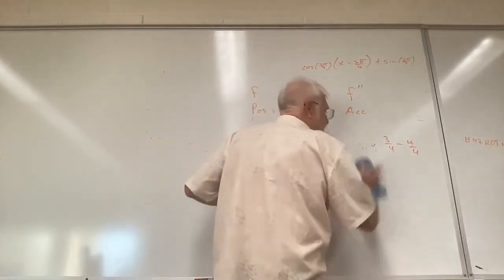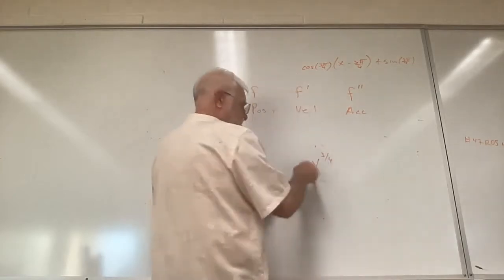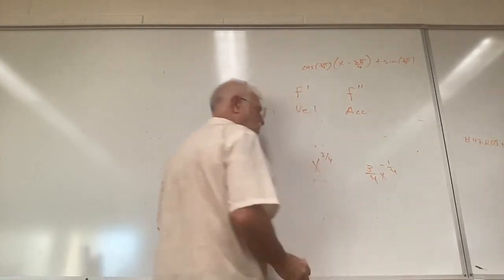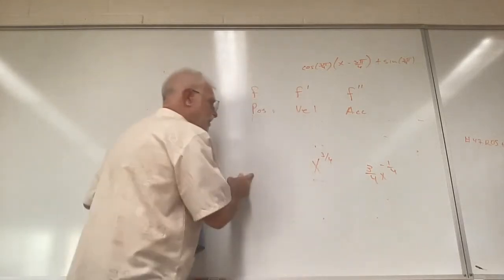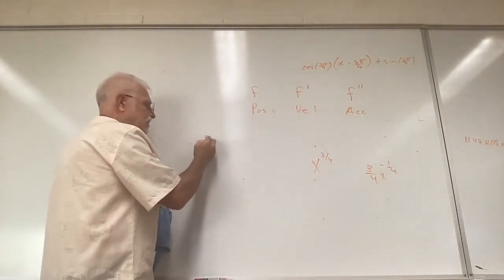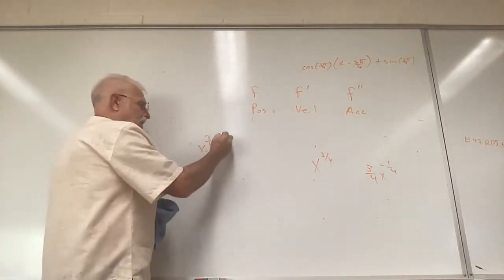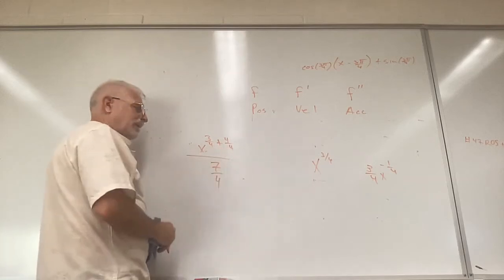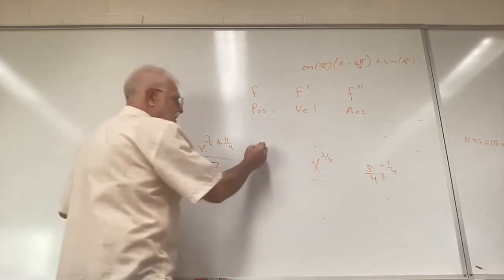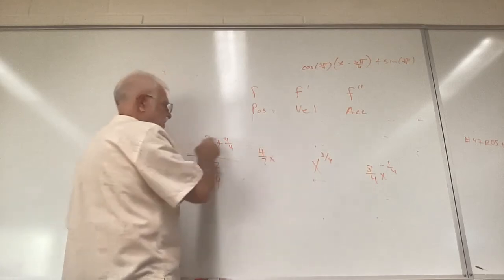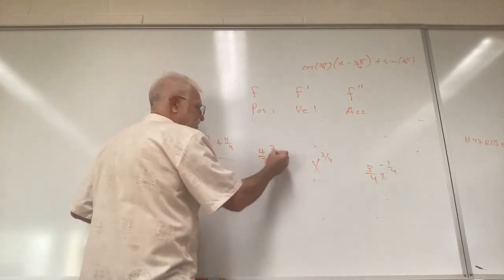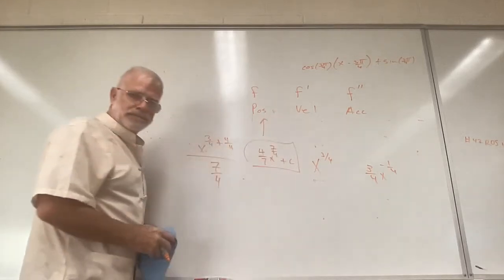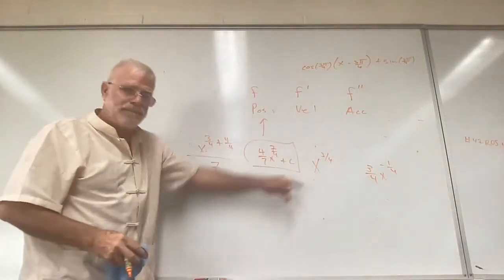Let me put it back up again. So what is this one? 3/4 x to the minus 1/4, power rule. How do I go in the other direction? What do I do to x to the 3/4? I add 1. Why don't I do 4/4? And then divide by that, which is 7/4. So I'll clean this up. 4/7 x to the 7/4 plus c. That's the position function for that term.